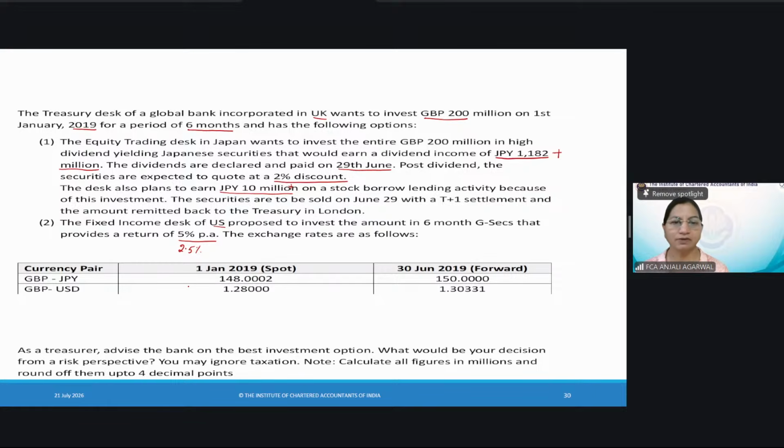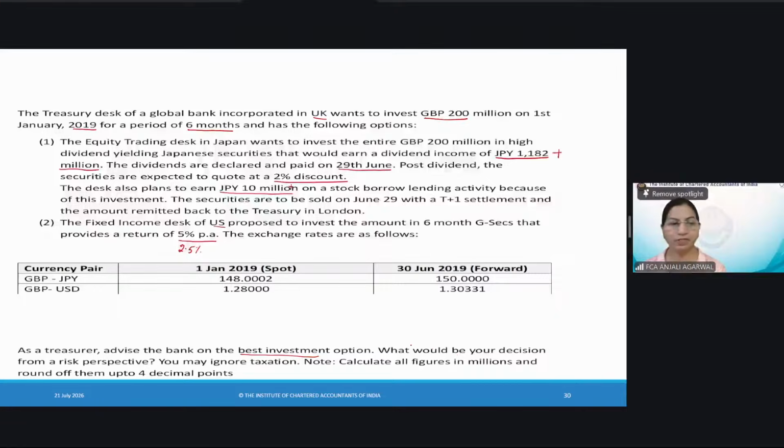The currency conversion rate or exchange rates are as follows. The Japanese yen against pound is 148.0002 on the spot, and on 30th June it will be 150. Whereas the pound and USD are trading at 1.28000, and in the forward it is trading at 1.30331. As a treasurer, you have to advise the bank on the best investment option.